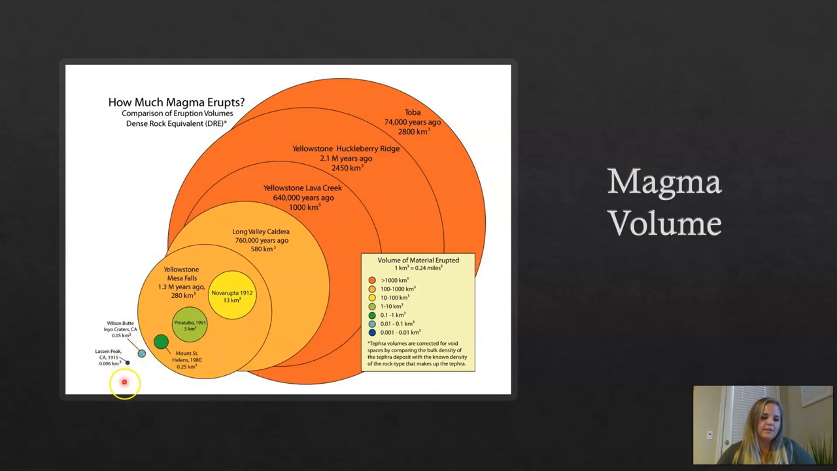Looking at magma volume, here's another look at it. Lassen, 1915. This is in California. That was our latest volcanic eruption in California, Lassen, 1915. This is how much lava was produced, the size of my pointer. And then we have Mount St. Helens, 1980, in this green here. And then, as you can tell, Yellowstone, Long Valley, Toba. Toba's in Japan. These are drastically larger than your composite stratovolcanoes. Lassen is also a composite stratovolcano.